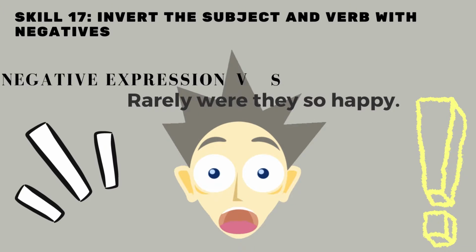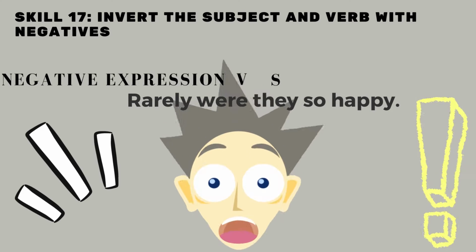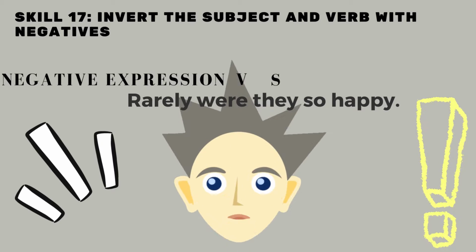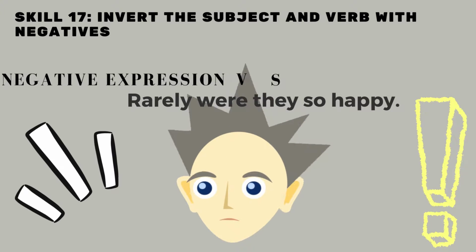Skill 17. Invert the subject and verb with negatives. When a negative expression appears in front of the subject and verb at the beginning of a sentence or in the middle of a sentence, the subject and verb are inverted. For example, rarely were they so happy.